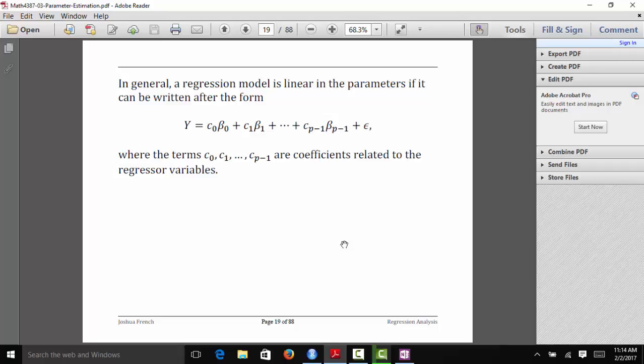So what this means is that in general, a regression model is linear if you can write it in the following general form. We have a response y equal to a constant multiplied by beta naught plus a constant multiplied by beta 1, up to a constant multiplied by beta p minus 1, plus epsilon, where c naught up to c p minus 1 are coefficients related to our regressor variables. We're using a slightly different format so that we can generalize this equation, but any regression model that can be written in a form like this is a linear model.